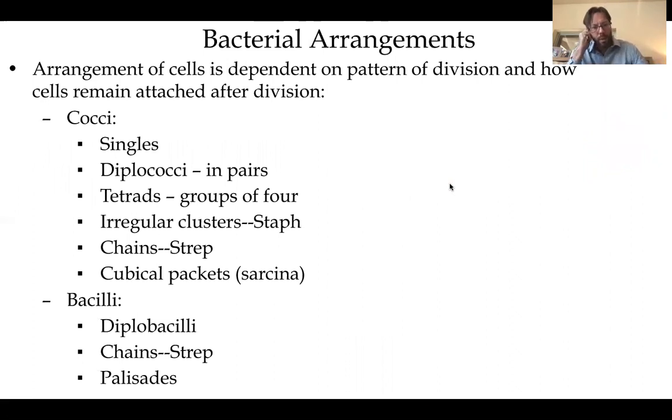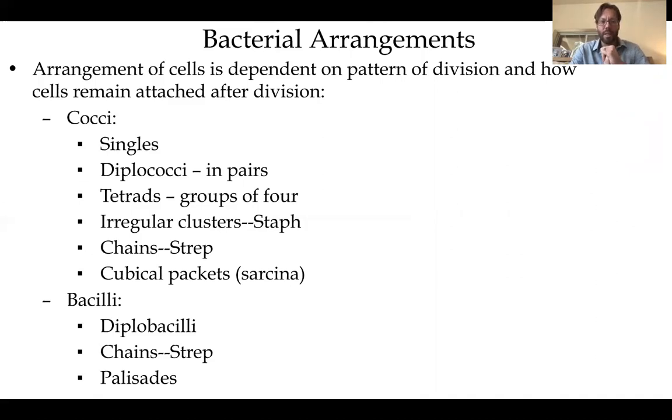And now we get to the arrangements. Okay, this is important, right? You need to know the different arrangements of these cocci and bacilli bacterial cells. Remember, cocci or coccus is spherical, and it can be just one cell, so that's a single. Or if they're in pairs together, that's going to be diplococci. If they are in groups of 4, they're tetrads, right? Tetra, 4. If they're in irregular clusters, like those grape-like clusters, then it's staph. And if they're in chains or long lines, strips, it's strep.